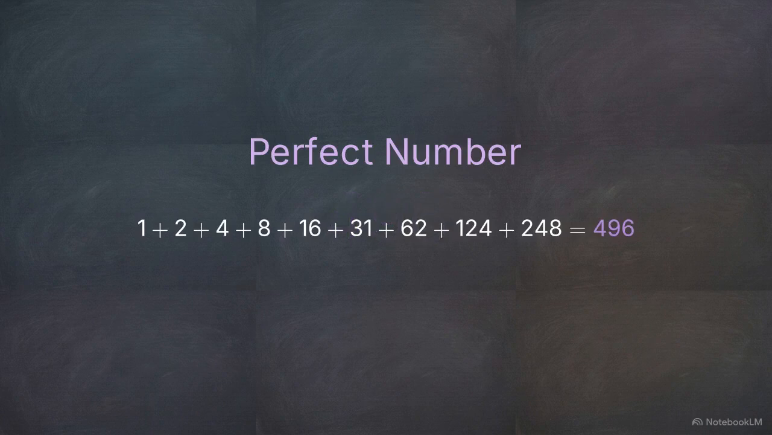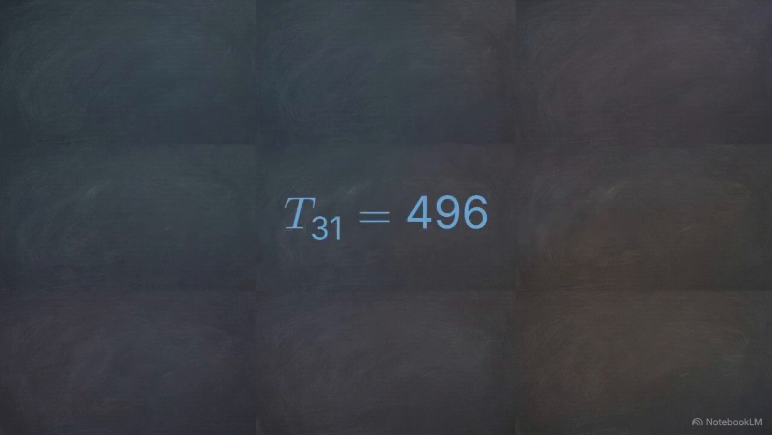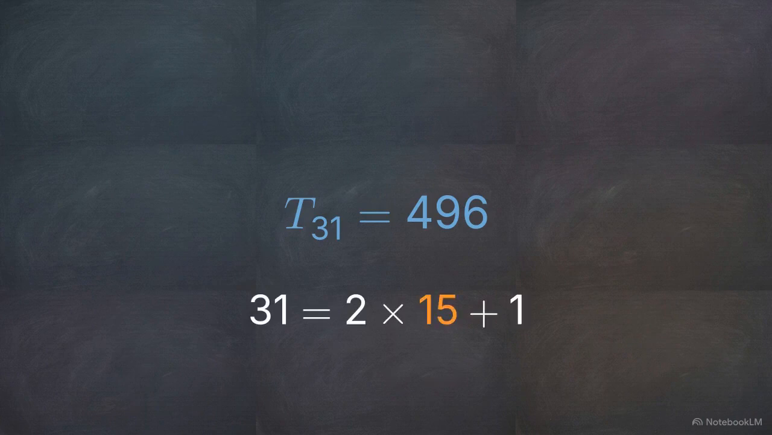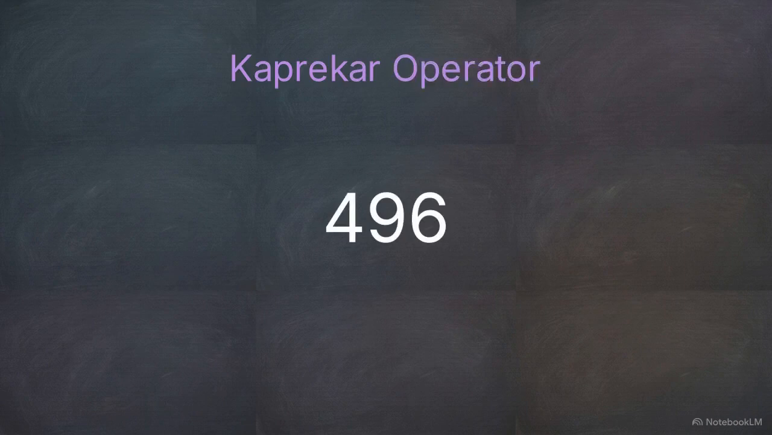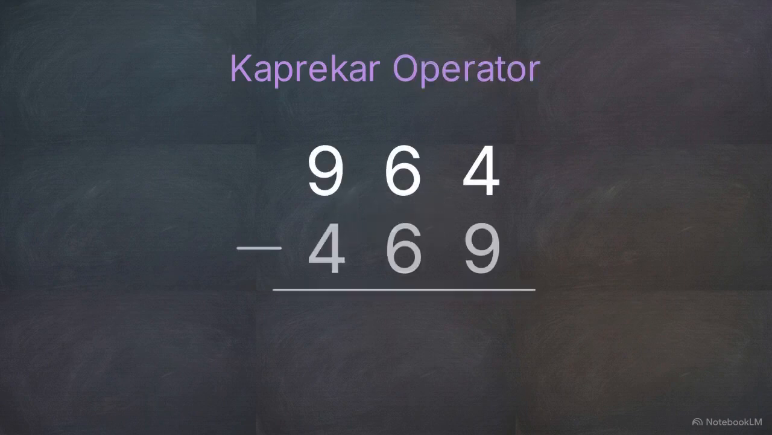The number 496 is traditionally studied as a perfect number, meaning the sum of its proper divisors equals the number itself. It is also the 31st triangular number. 31 is the sum of twice the Lo Shu magic sum of 15 plus 1. To see the hinge between these systems, we apply the Kaprekar operator to 496.